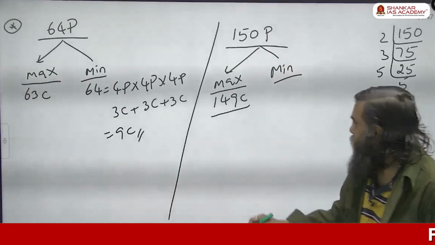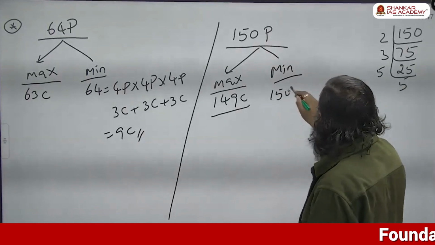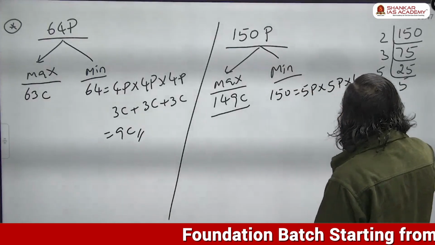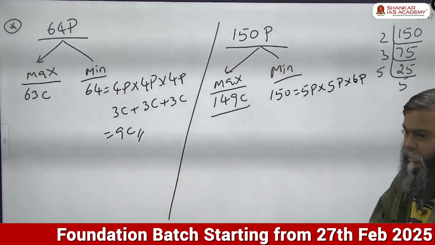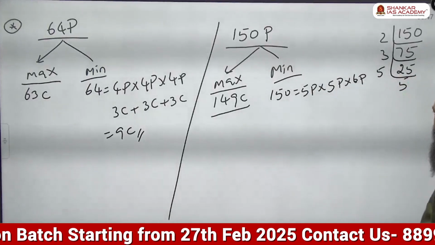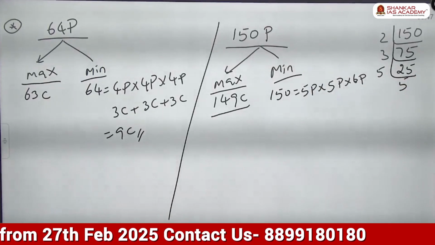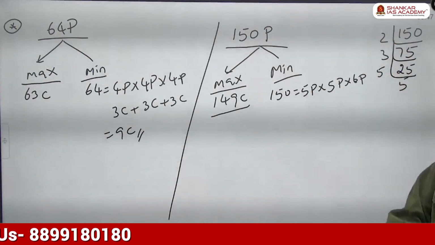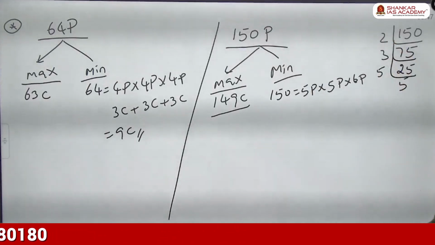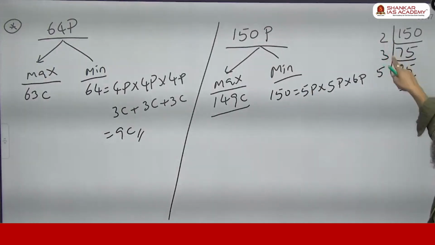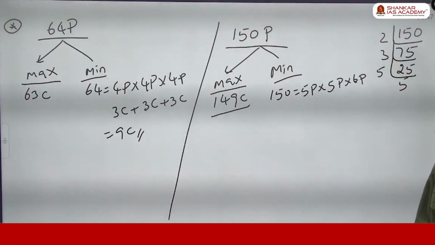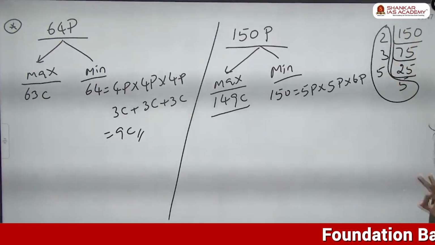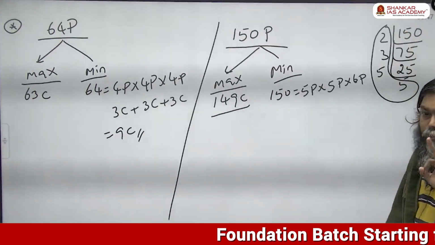Understood or not? That means 150, how are you writing it? 5 into 5 into 6. Any other way you can do that? Sir, 10 into 3 into 5, but not closer to each other. Sir, 15 into 2 into 5, not closer to each other. You have to use all this and write it as 3 terms.